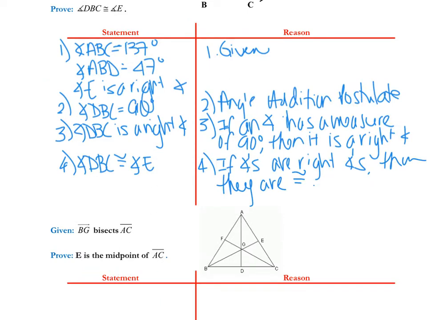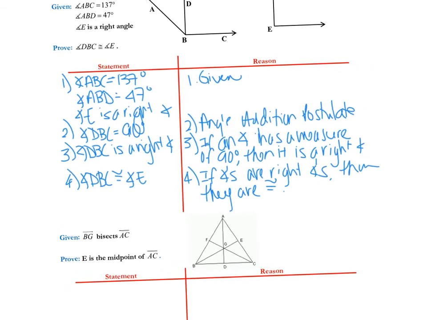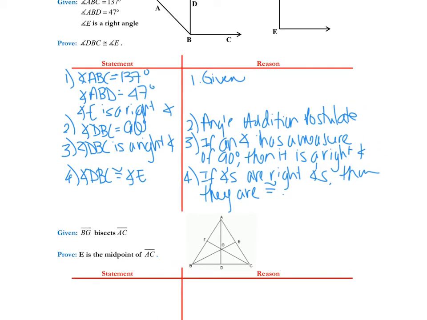Here's what we should have gotten for our proof, so go ahead and take a moment and read through it. There was another way you could have approached this problem. You could have gone about and said that angle E is equal to 90 degrees, because if an angle is a right angle, then it's 90 degrees, and then gone ahead and stated your final statement, that is, if angles have the same measure, then they are congruent.